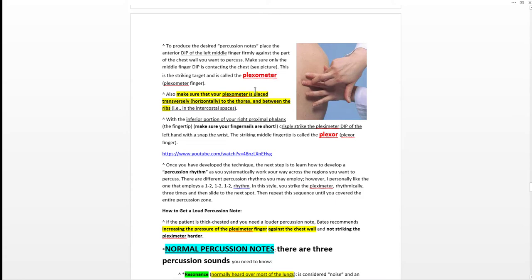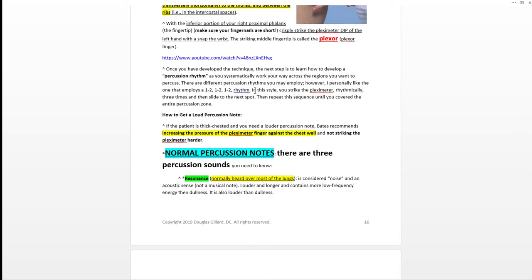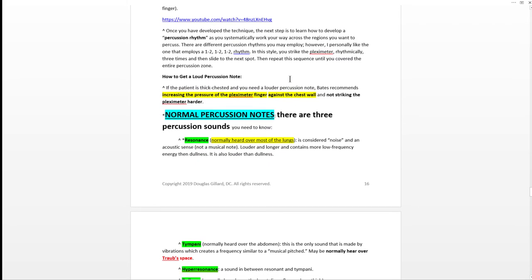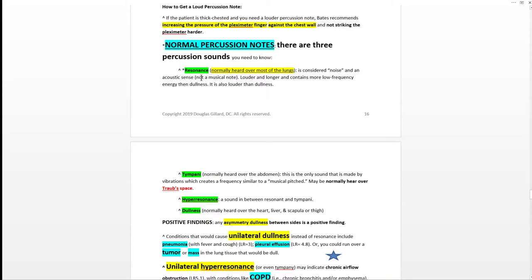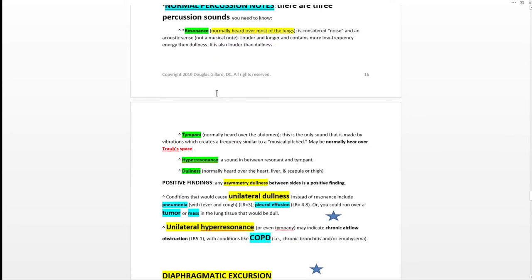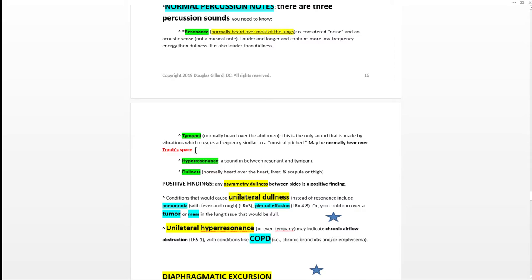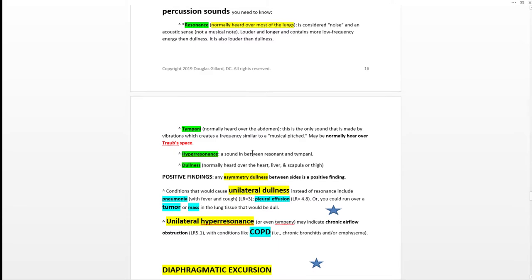All right, we know the plexor and the pleximeter already, so I don't have to go over that with you. You know how to percuss, 1-2, move, 1-2, move, 1-2. So let's look at the normal percussion notes. We have resonance mostly, but it's not everywhere. There are some tympanic regions, which would be heard over Traube space. So we'll talk about that soon in GI/GU. But normally it's either resonant or dull. Traube space is on the anterior thorax, so we'll talk about that next week. But dullness, if you run over the scapula, that'll be dull. If you go down too far and hit the liver, that will be dull.